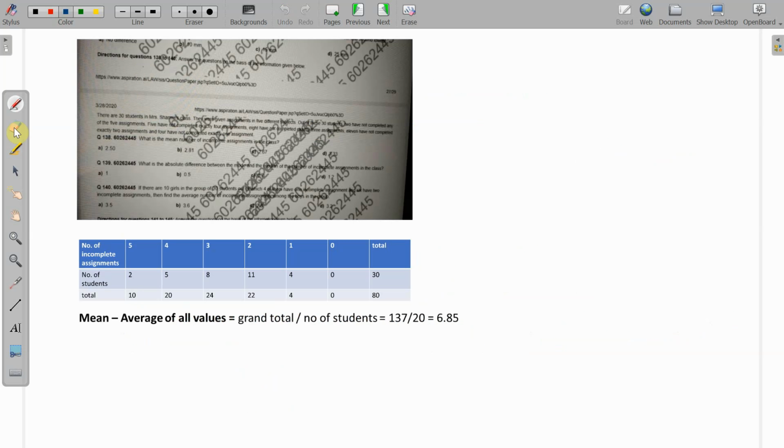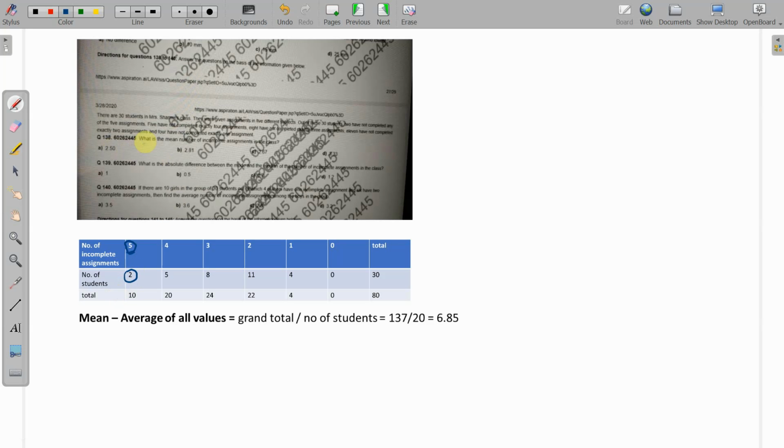Okay. So I was sent this question. There are 30 students in Miss Sharma's class. They were given assignments in 5 different subjects. Out of these 30 students, 2 have not completed any of the 5 assignments. So I've written over here, number of incomplete assignments, 5. How many students have not completed? How many students have 5 incomplete assignments?